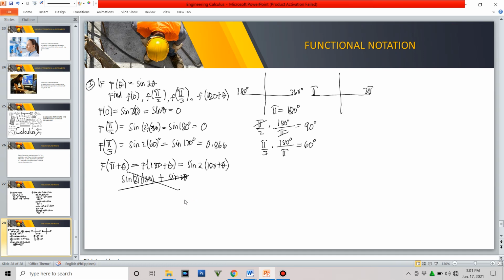So what we do is to use trigonometric identities. So what would be the applicable trigonometric identity here? Say we have the double angle identity. So what is that double angle identity all about? So it is that sine 2 theta will just be equal to 2 sine theta cosine theta.